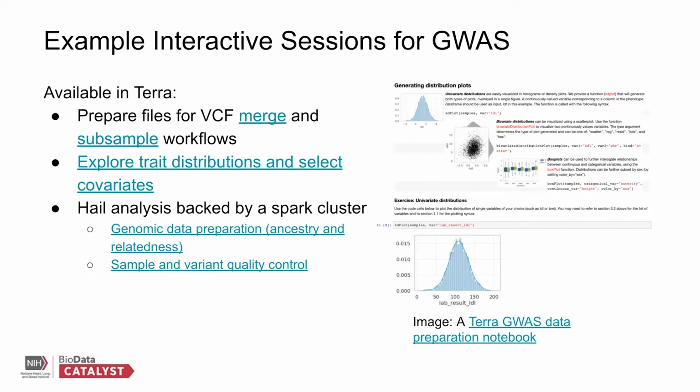There are notebooks to help you explore the traits of interest for your analysis and select potential covariates for your association test. You can see an example on the right of this. There are also several available notebooks that leverage Hail, which is a Python package that can be backed by a Spark cluster. And in these interactive sessions, you can explore the genomic data that you're interested in using in an association test and account for ancestry and relatedness. You can also use notebooks to explore sample and variant quality.